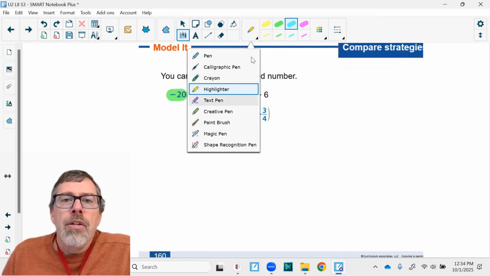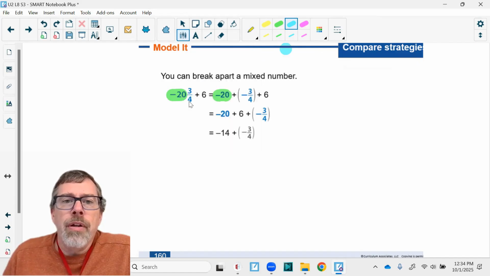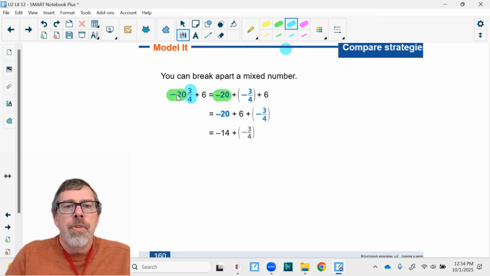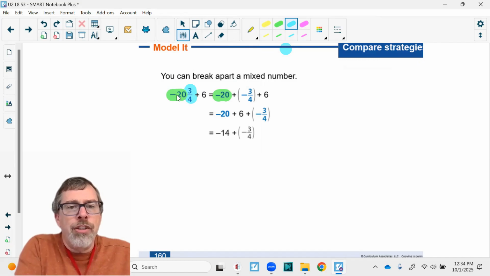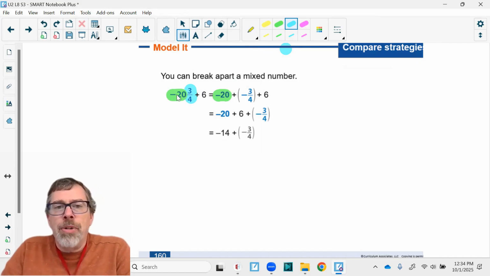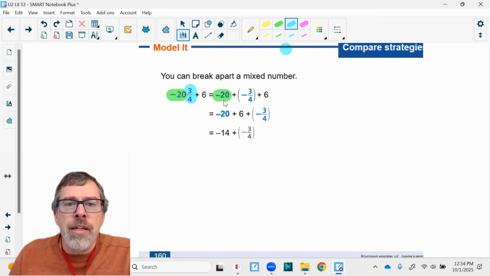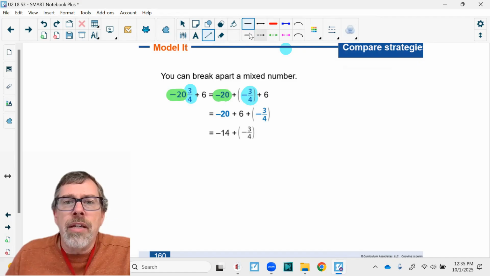Okay? Hopefully that makes sense to you. So then we're going to highlight the rational portion. We can split up a mixed number into a whole number or an integer and its fraction component, which would be an integer and a rational number. So the green is an integer and the blue I'm highlighting is the rational portion. So negative 20 3/4. A lot of students get confused with this.